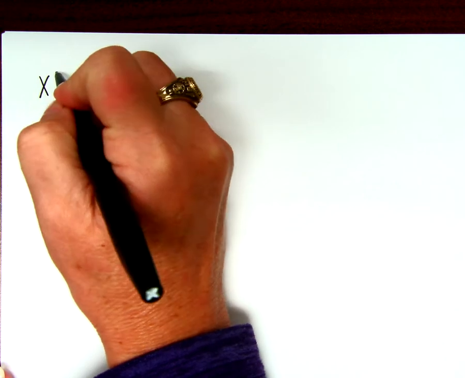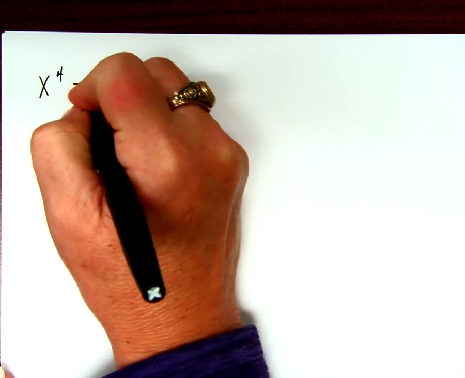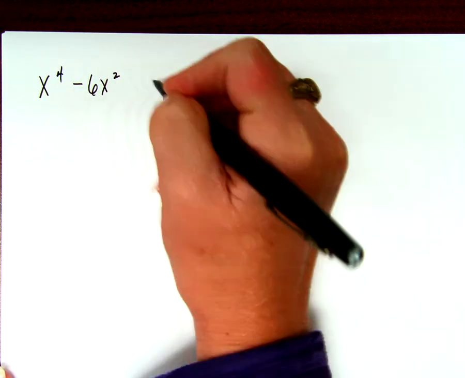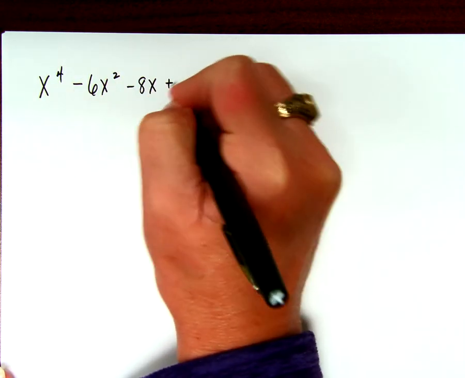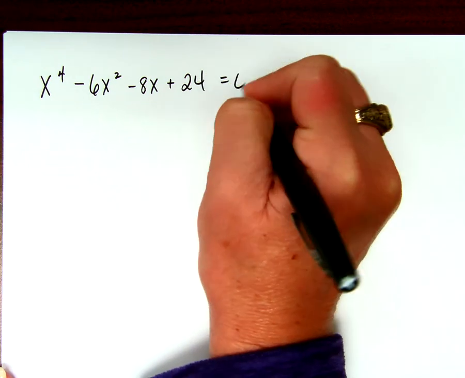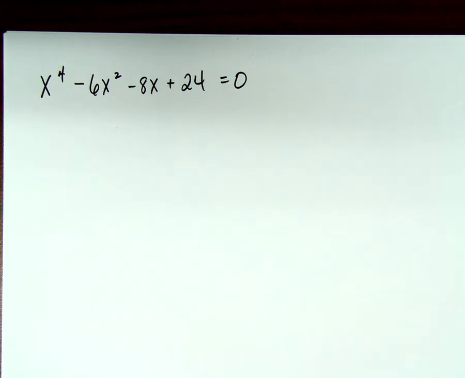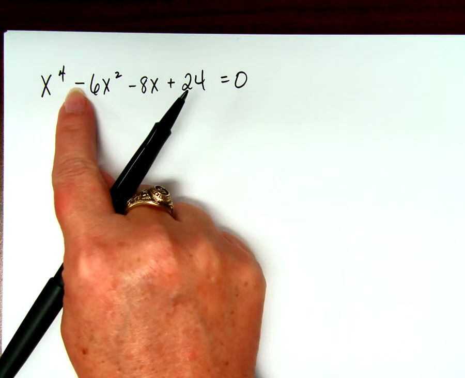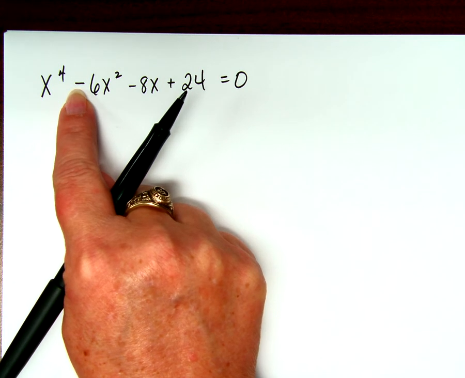Okay, so rational zero theorem. In Algebra 2, we called it the rational root theorem. Take x to the fourth minus 6x squared minus 8x plus 24 equals 0. So we try to factor this with grouping because it's 4 terms, except we are missing an x to the third term, so that wouldn't be good to begin with.